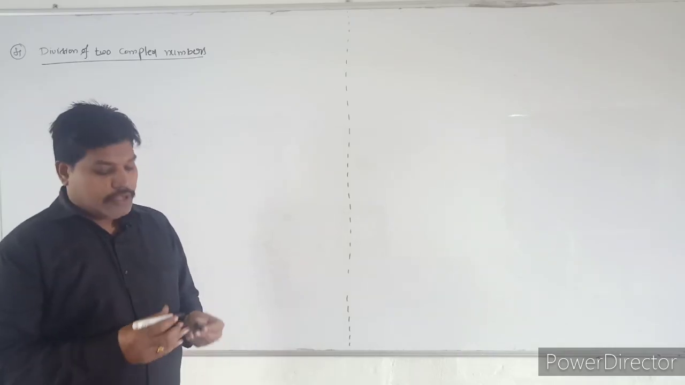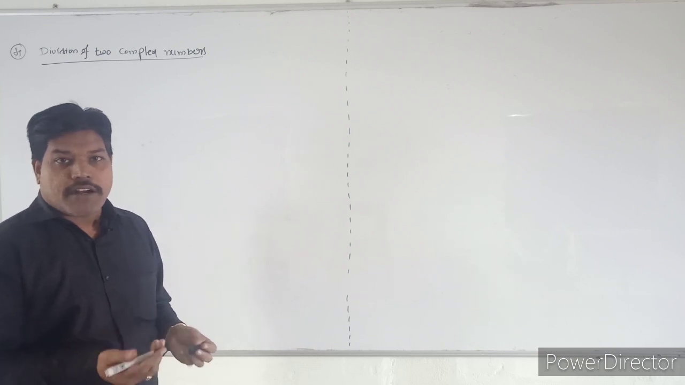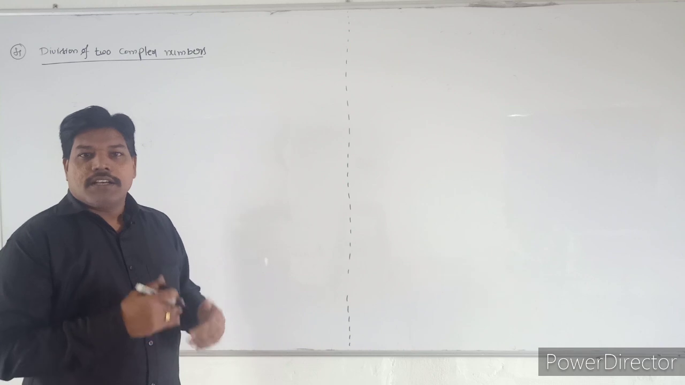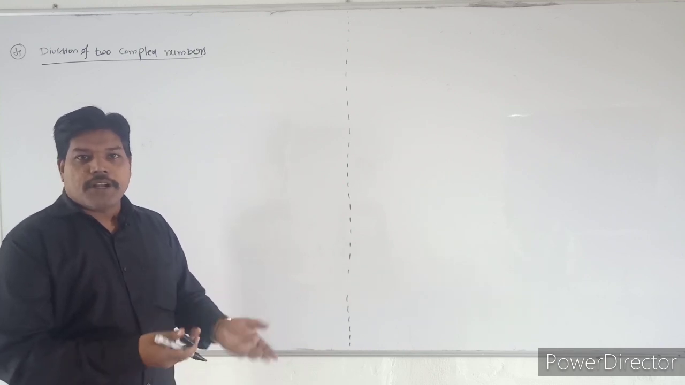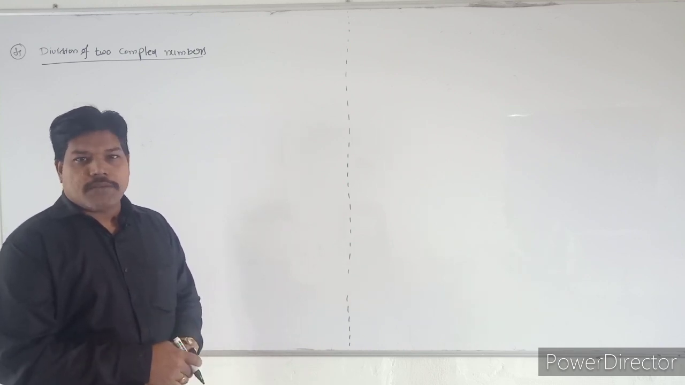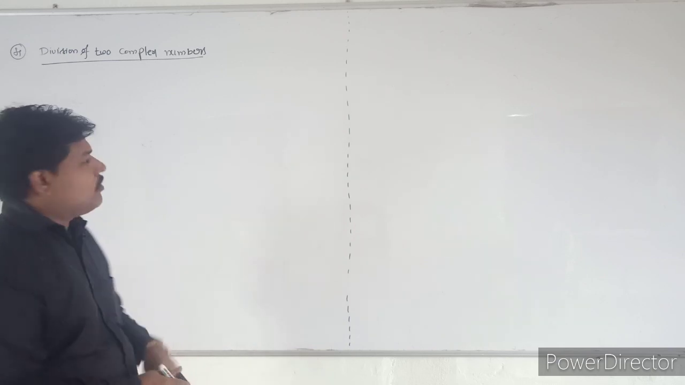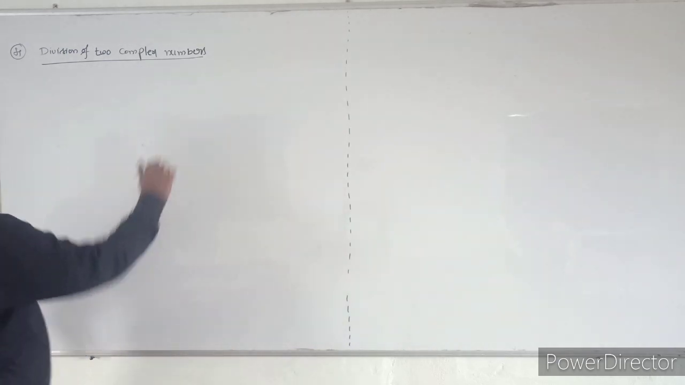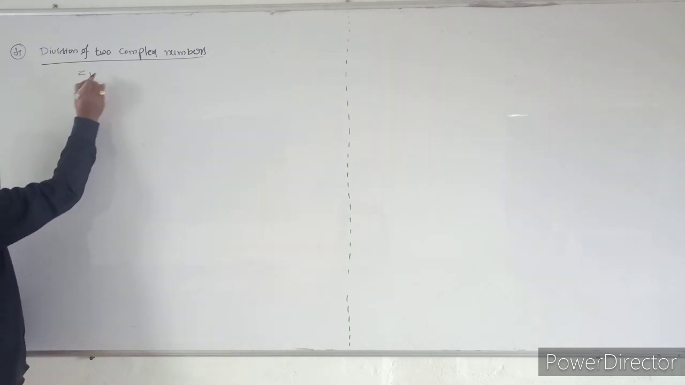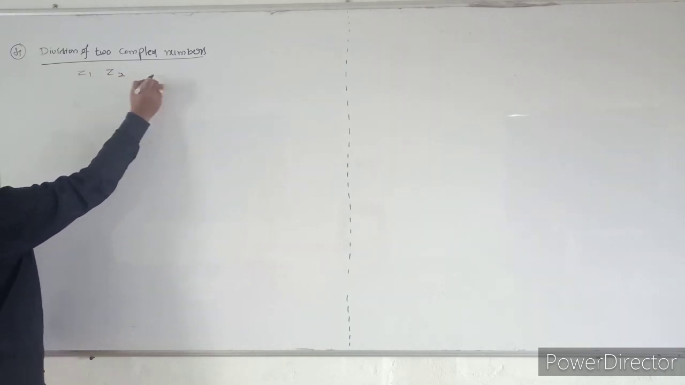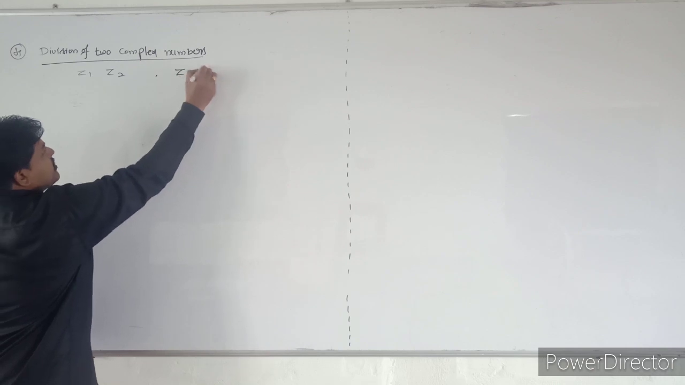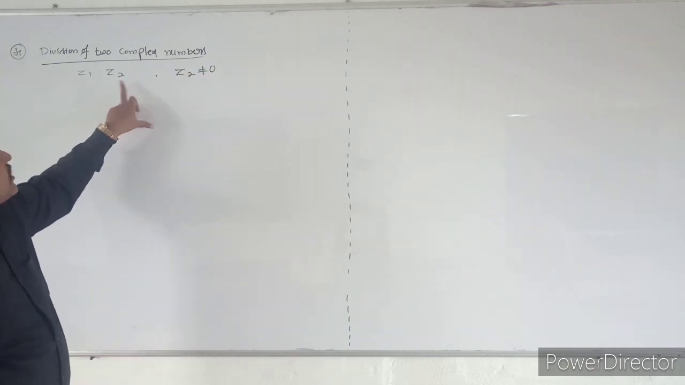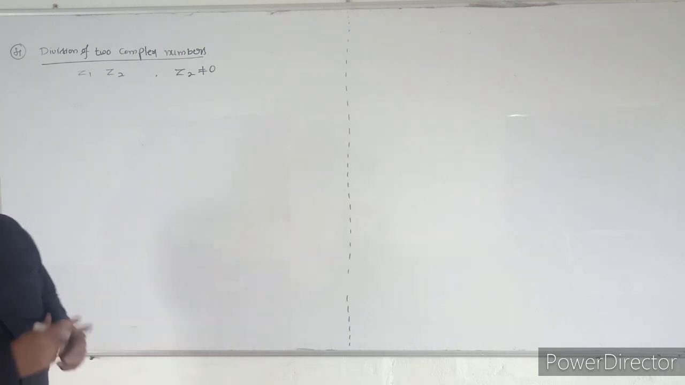See students, in the algebra of complex numbers, we have already discussed the addition, difference and multiplication of complex numbers, and we are studying some properties. Here we are going to discuss the division of two complex numbers. Given any two complex numbers z1 and z2, where z2 is not equal to 0.